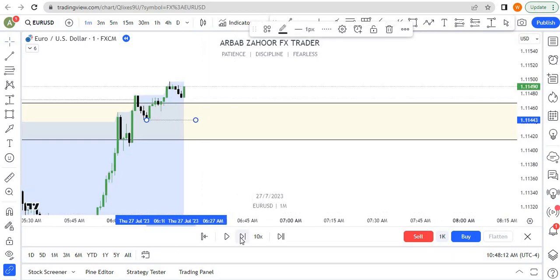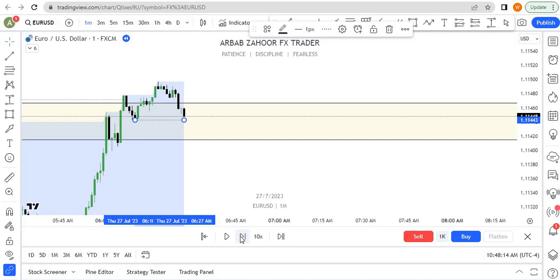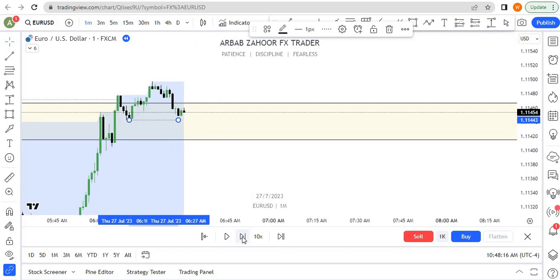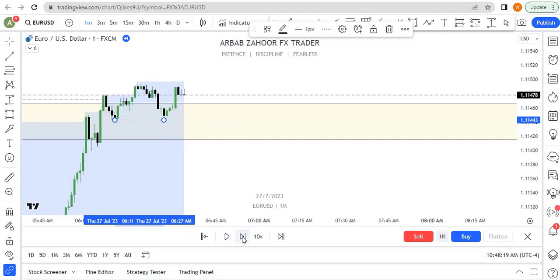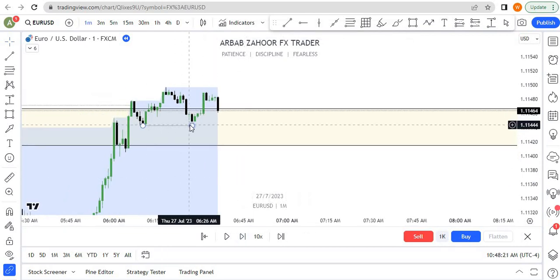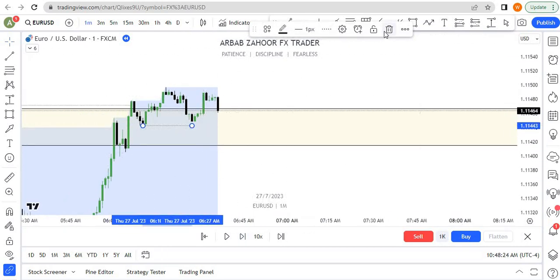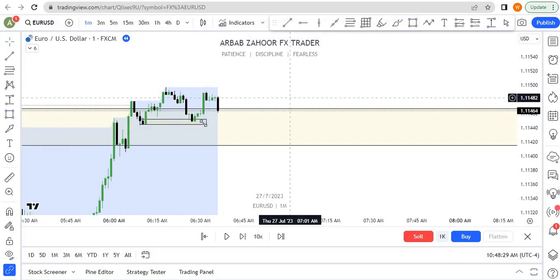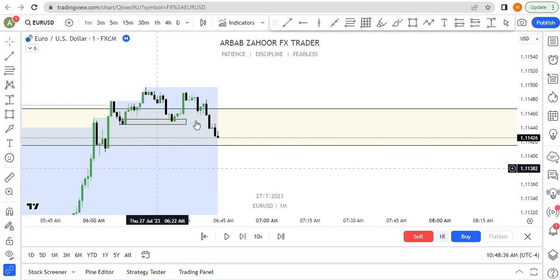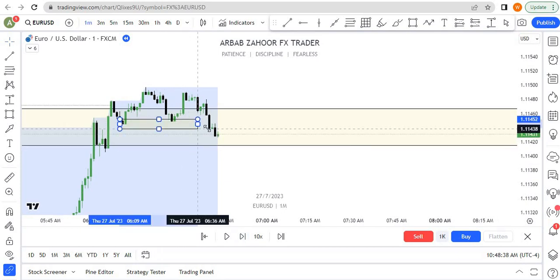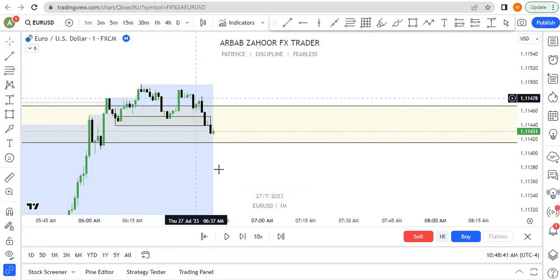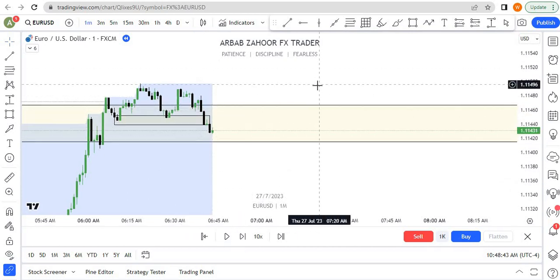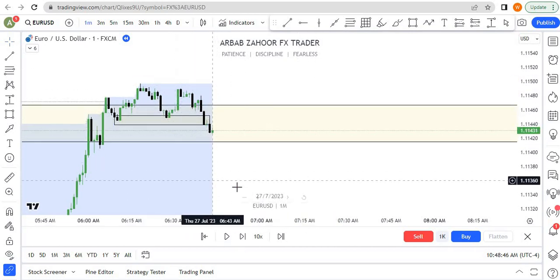Then next I moved, and price gave me a reaction. Here I got this order block, and price gave me a reaction, and it failed. So in the leg I need an inducement and an order block to trade this area.